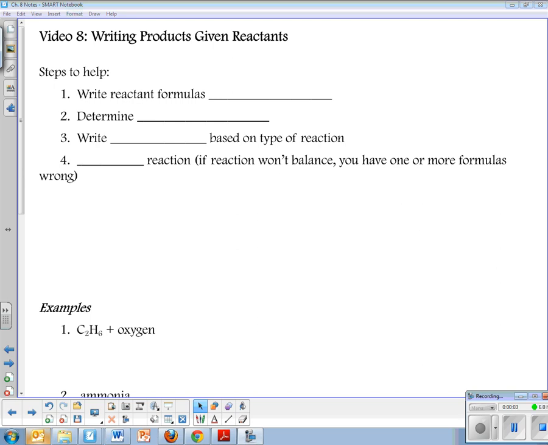This video is on how to write products given reactants. Make sure you've already watched the types of reaction videos and the balancing videos so that you know how to do those, because now we're just going to be applying it all. So, some steps to help you write the products.